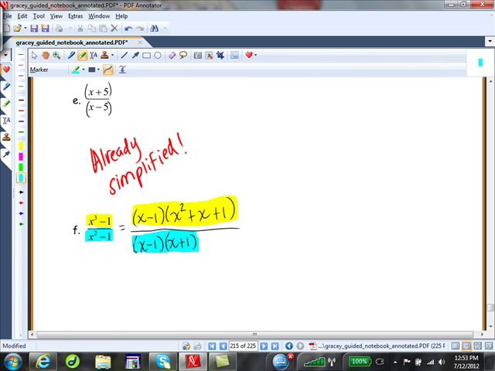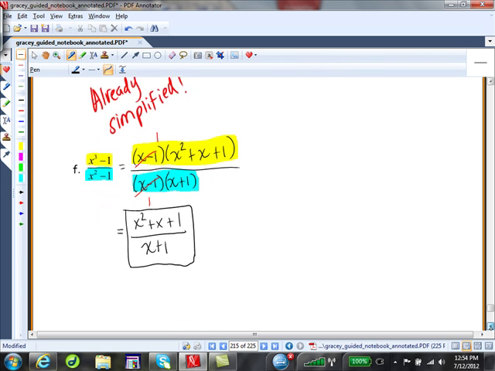These are equivalent. So now we'll divide out the common factor of x minus 1. And then we're all done. We'll have x squared plus x plus 1 over x plus 1. And don't forget, you're done. You weren't being asked to divide this expression. You were being asked to simplify this expression.